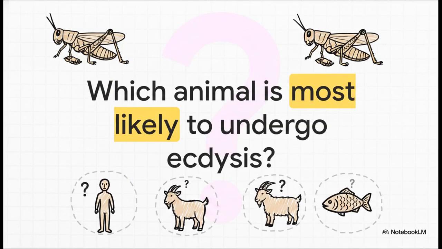All right, let's keep the energy high. We're going to do a rapid-fire quick quiz to see how well you're retaining this. Here's quick quiz number 1. Which animal on this list is most likely to undergo ecdysis? Is it A, human, B, grasshopper, C, goat, or D, fish? Think carefully about what kind of skeleton each of these animals actually has.